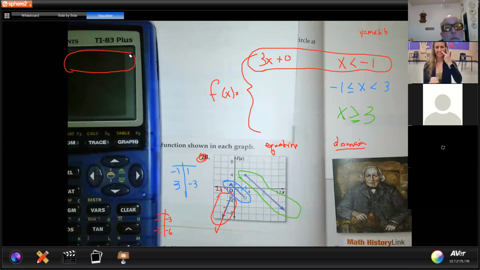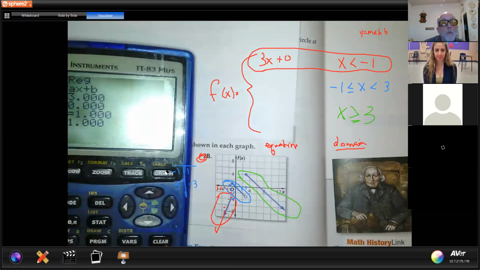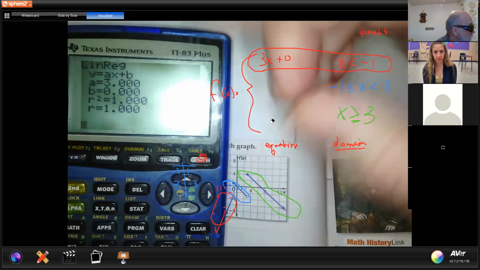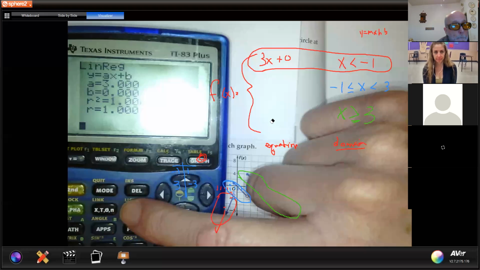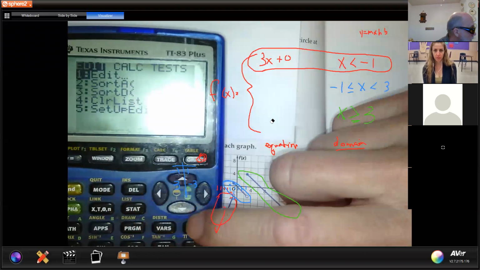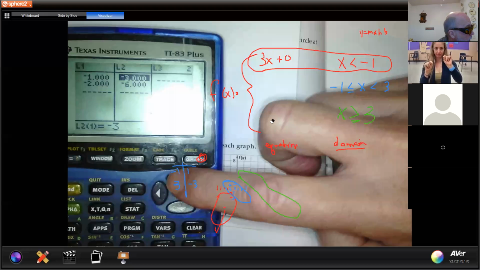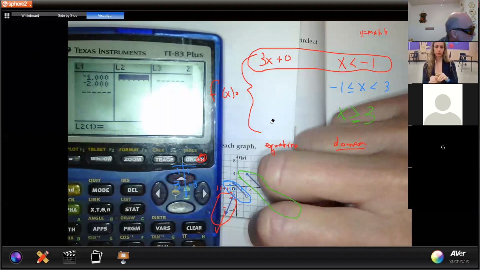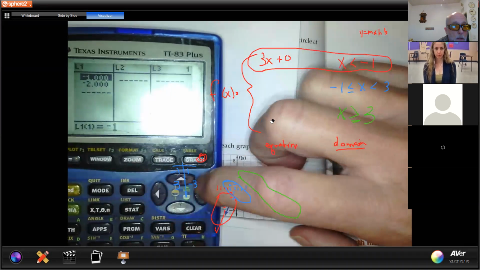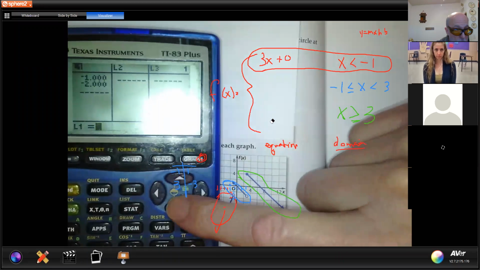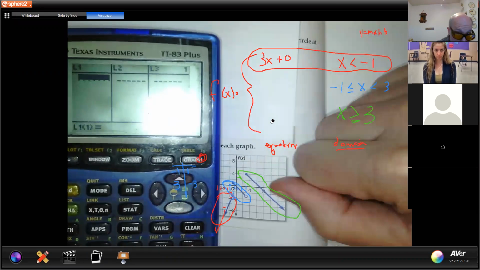So let's get rid of this circle thing. We don't need that anymore. Okay, so we are going once more. I'm going to do it 3 times, right? We're going to the stat button. We're going to edit. I'm going to clear that out. That means I go up, clear, down. Then I go over, I go up, hit the clear button, then down. Now it's nice and clean.